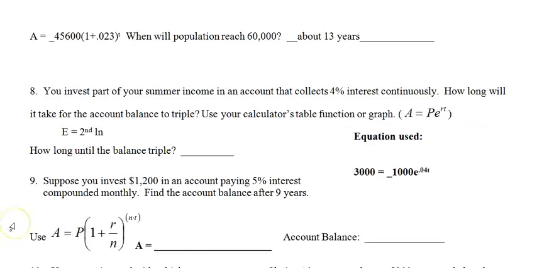So now you may be asking at this point, okay, I see where the E comes from, the 0.04, and the T, because we don't know the time, we're figuring that out. Where'd you get 3,000 from? So I come back up here. How long will it take for the account balance to triple? So if I started with 1,000, 3,000 would be the triple. If I would have started with 100, 300 would be the triple, and so on. But I have to have that part, because here's what I'm going to do now.